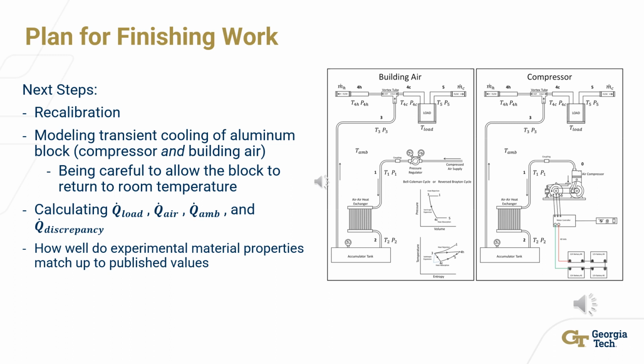Our plan for next week includes recalibration, modeling the transient cooling of the load, the aluminum block, while it is exposed to both the compressor and the building air. We will be careful to allow the block to return to room temperature, in our case heating it up with a heat gun. We plan on calculating Q.load, Q.air, Q.ambient, and of course Q.discrepancy. We are also interested in how the experimental material properties of the load match up to the published values.